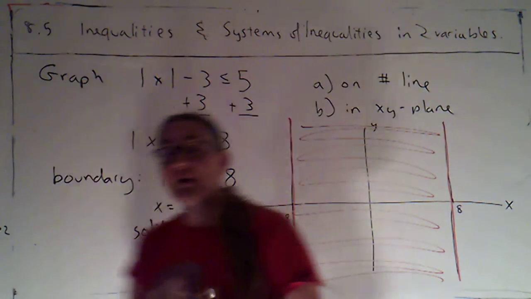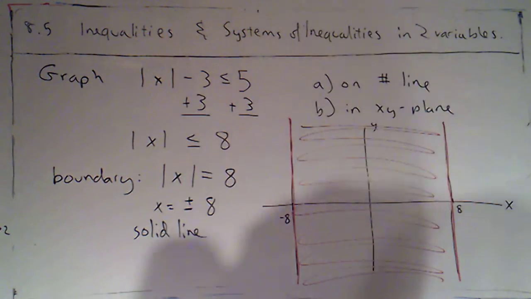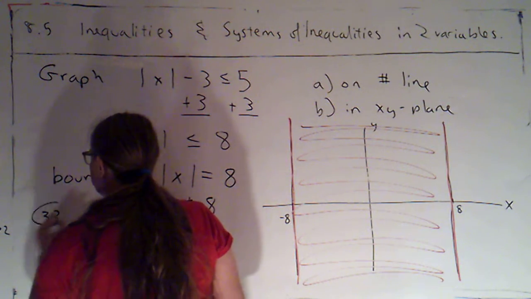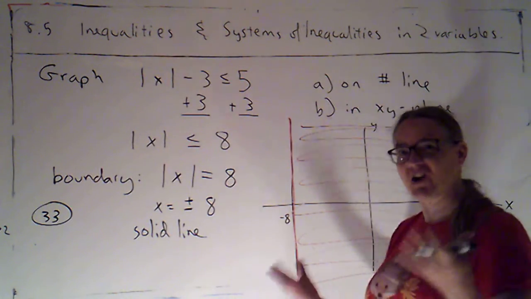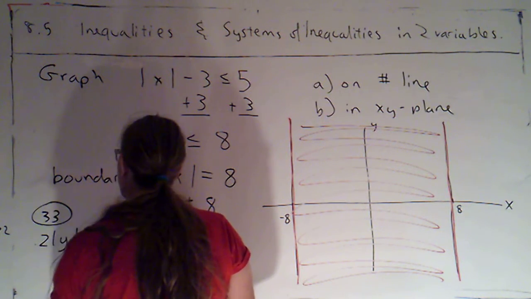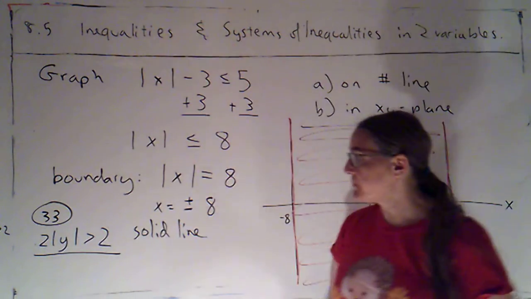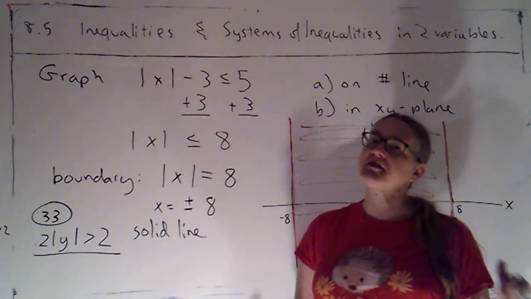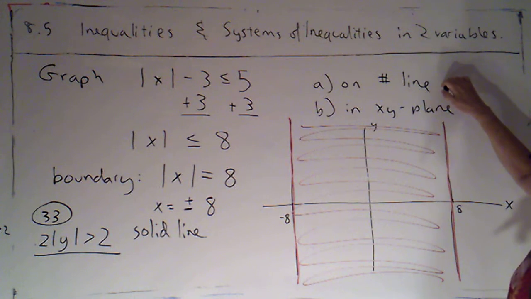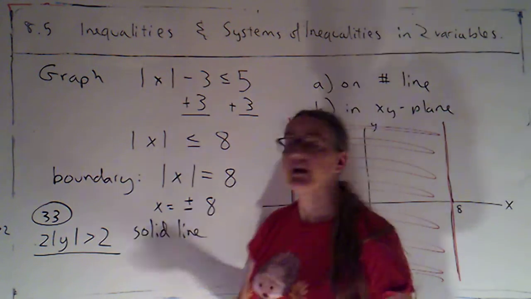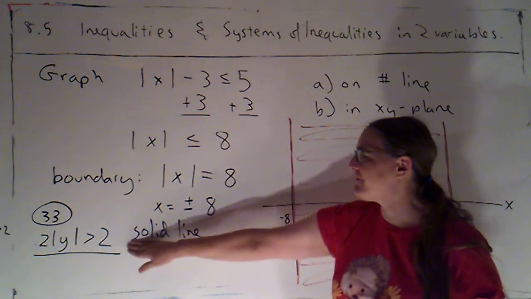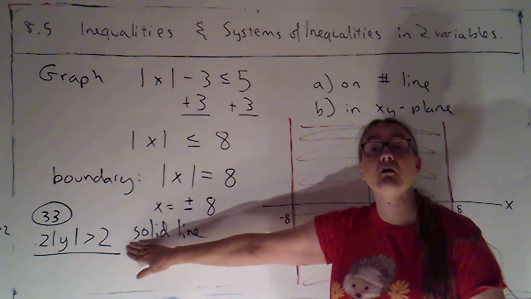All right, I'm going to have you folks try one. This is one from your homework. This is number 33. So doing this one, you'll be getting a jump start on your homework for this section. It's 2 times the absolute value of y is bigger than 2. And you are graphing that just in the xy plane. So for this problem, I reviewed it in the one-dimensional setting. For this problem, if you want to draw it on a number line first, you certainly can, but it's not necessary. You're graphing this in the xy plane, and we'll go over that in the next video.